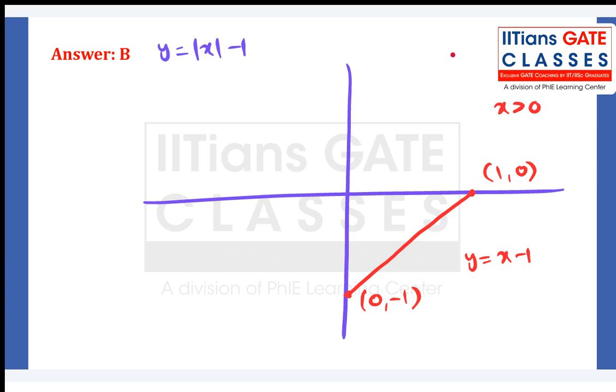here x is negative, right, in these two quadrants, second and third. So in that case this will become y equal to minus x minus 1. That is nothing but negative slope, negative intercept. So if I put x equal to 0, y is minus 1, and if I put x equal to minus 1, that is 0. So it is something like this. My drawing is not up to the scale, so you need to forgive me for that. And this will be minus 1 comma 0.